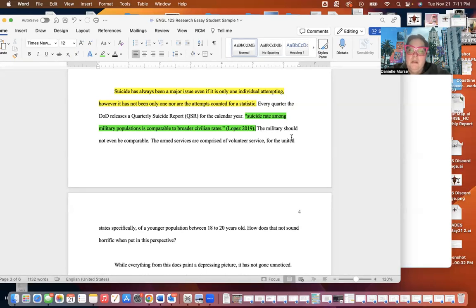"The armed services are comprised of volunteer service for the United States." It's not a volunteer service. People volunteer for the military, but they are compensated. So that wording, that syntax is a little problematic. "For the United States, specifically, of a younger population between 18 to 20 years old." No, I would disagree with that. I don't understand that. How does that not sound horrific when put in this perspective?